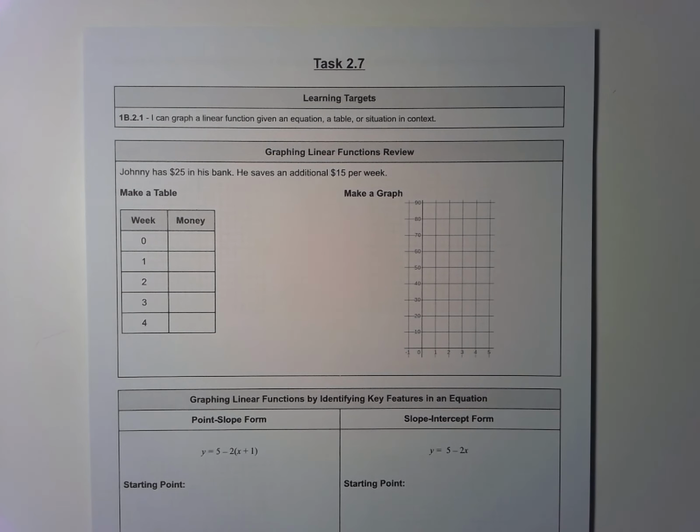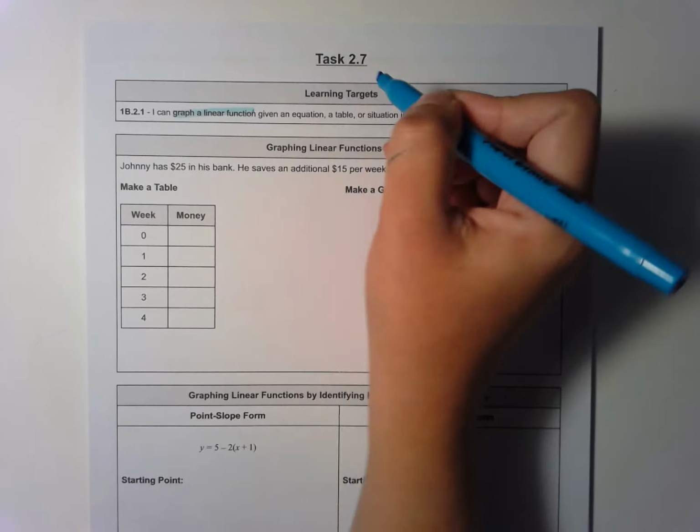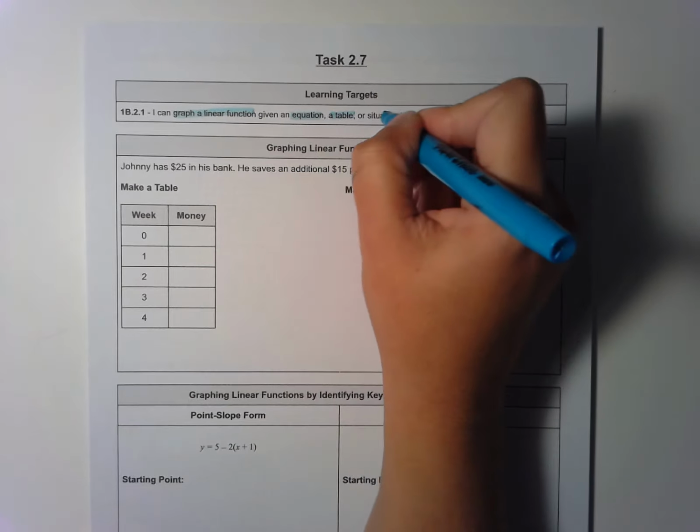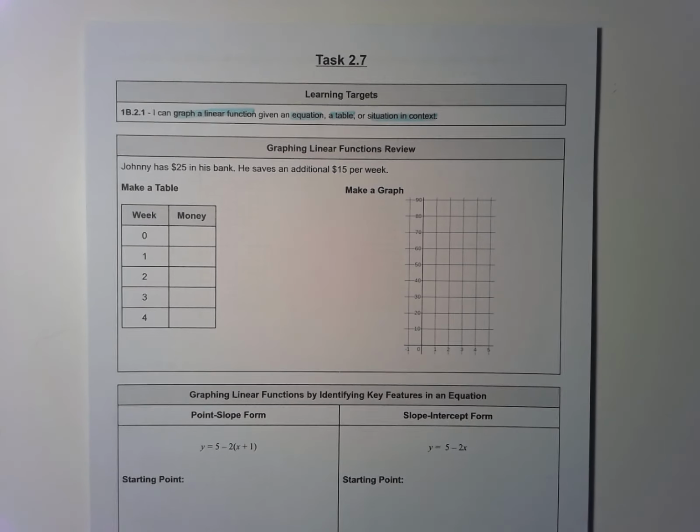Hi everybody! So today's video is going to be about Module 2, Task 7, which is Task 2.7. And our target for today is going to be, I can graph a linear function given an equation, a table, or a situation in context. In our previous video, we were really looking at writing the equations of linear functions. Now we're going to kind of go the other way, and I'm going to give you some information and ask you to find the graph or create the graph.